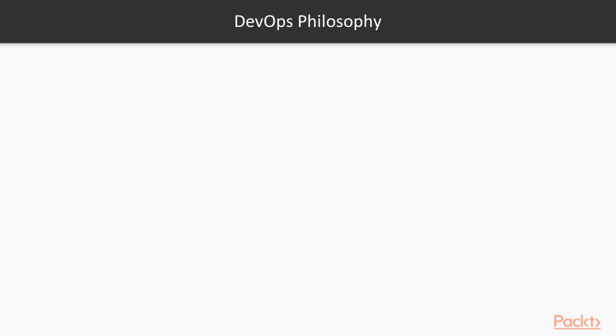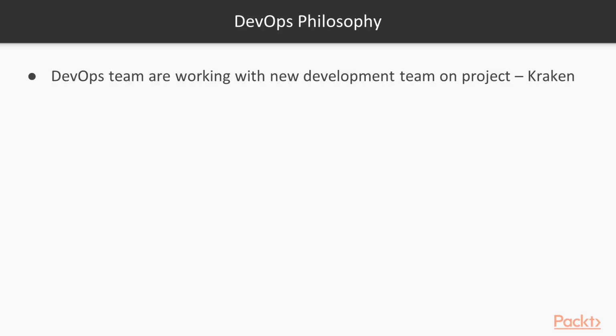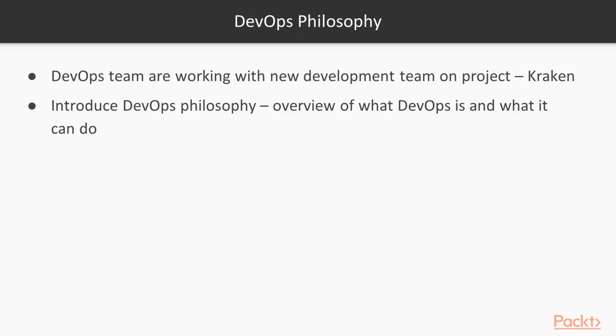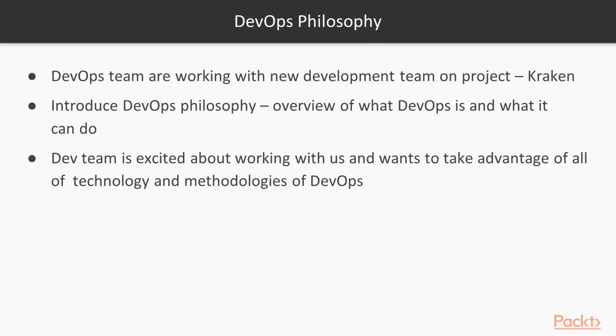Here's the scenario. We, the DevOps team, are working with a new development team on a project named Kraken. After several meetings where we introduce the DevOps philosophy and an overview of what DevOps is and what it can do, they are on board. The dev team is excited about working with us and wants to take advantage of all of the technology and methodologies that DevOps can provide to make them more efficient.